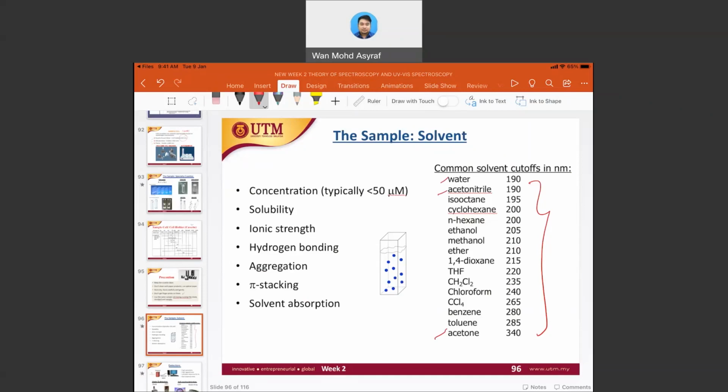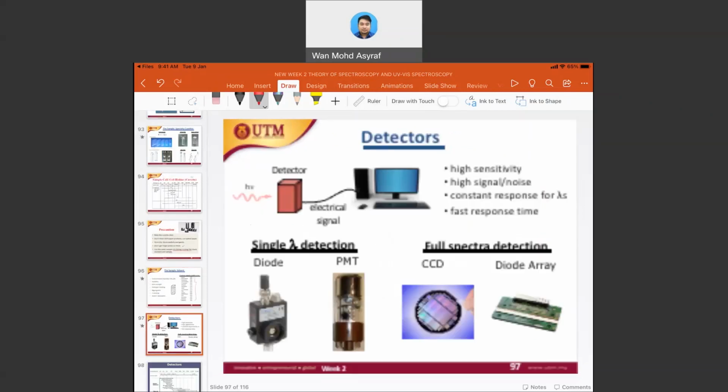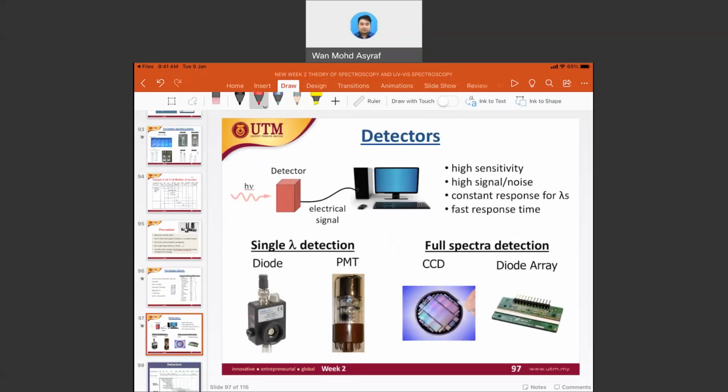So lastly, we are going to look at the detectors. The detectors must have a high sensitivity, a high signal to noise ratio, a constant response for the wavelengths, and a fast response time. If it is just a single wavelength selector, usually we are using a diode and a photomultiplier tube.